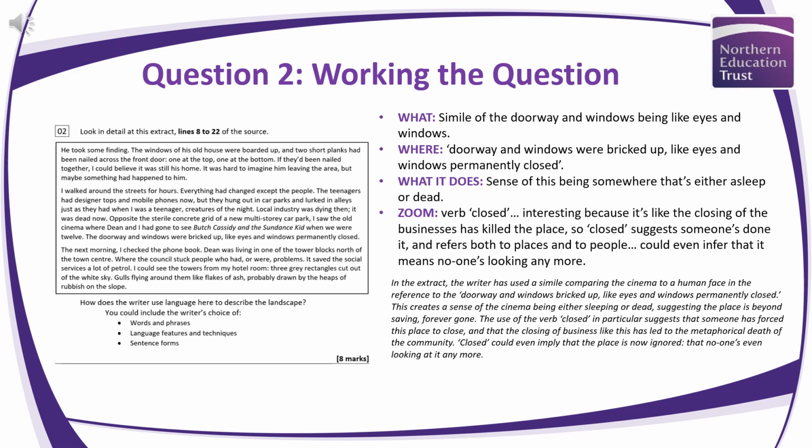So you end up with a paragraph that looks maybe a bit like that. In the extract, the writers use a simile, comparing the cinema to a human face in the reference to the "doorway and windows bricked up, like eyes and windows permanently closed." So I've got what it is and where it is. This creates a sense of the cinema being either sleeping or dead, suggesting the place is beyond saving, forever gone. So there's my effect. The use of the verb "closed", in particular, suggests that someone has forced this place to close, and that the closing of businesses like this has led to the metaphorical death of the community. "Closed" could even imply the place is now ignored, that no one's even looking at it anymore. And that's my zoom.